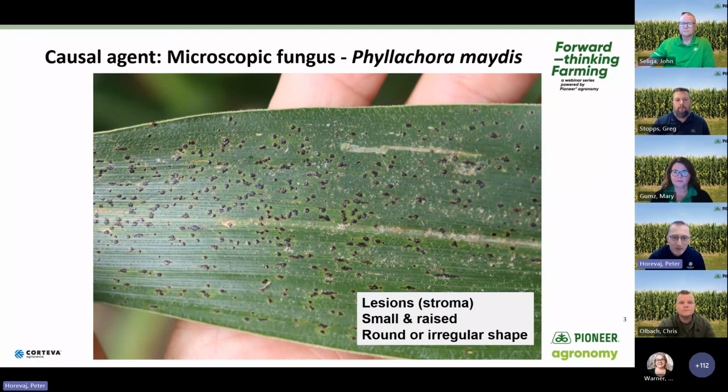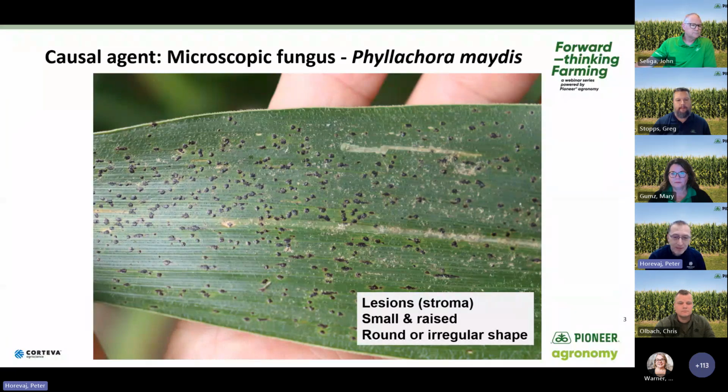What it creates in the leaves are those black lesions. They are called stroma. If we compare with other foliar diseases, they are relatively small. You can see even in this picture that they are raised a little bit above the leaf. In terms of shape, generally they are round, but they can elongate a little bit in some cases, so we say they might have an irregular or spindly shape as they start elongating.